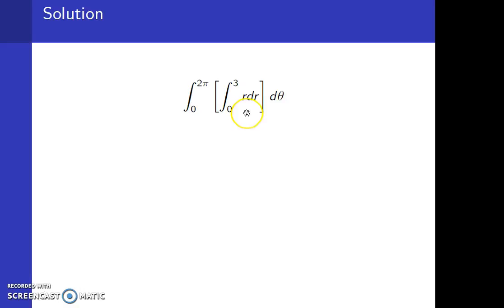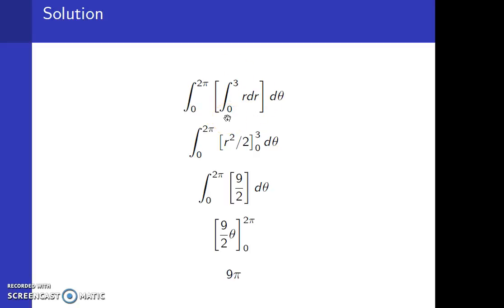So that's what you have with regards to your limits of integration: r going from 0 to 3, and theta going from 0 to 2 pi. As usual, we perform the inner integration, and the result we get is 9 pi.